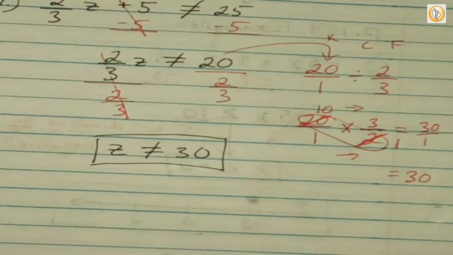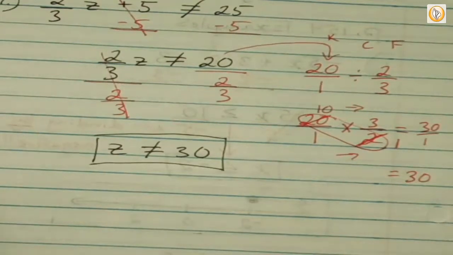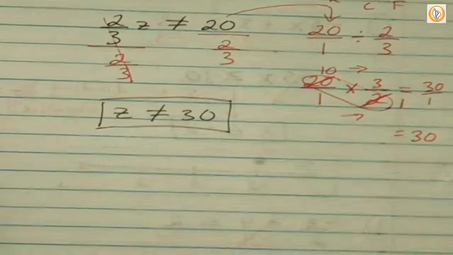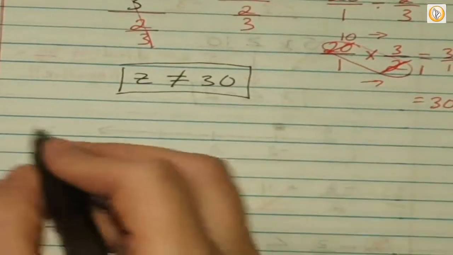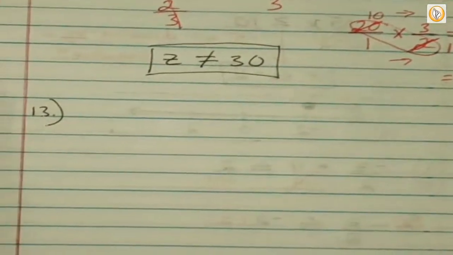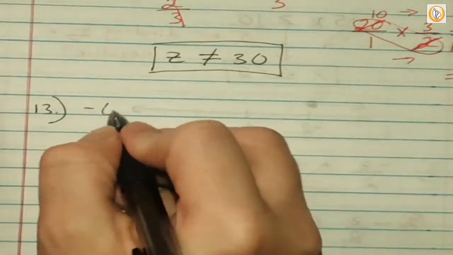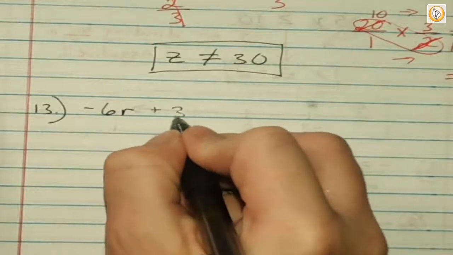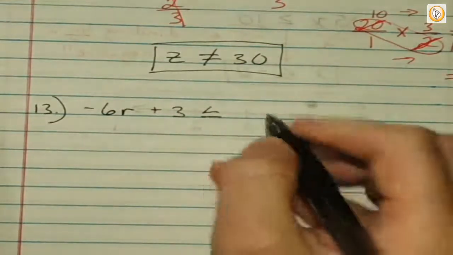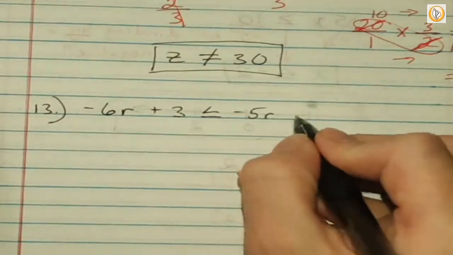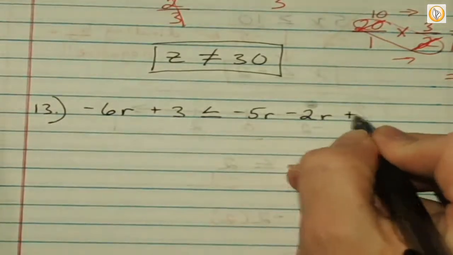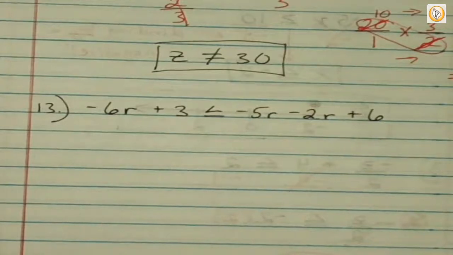All right, let's move on. Everyone have that down? Emily, do you have it? Okay. Cecilia, let's look at 13. Negative 6r plus 3 is less than or equal to negative 5r minus 2r plus 6. All right, Cecilia. What do I do first? Look at it, think about it, plan your attack.